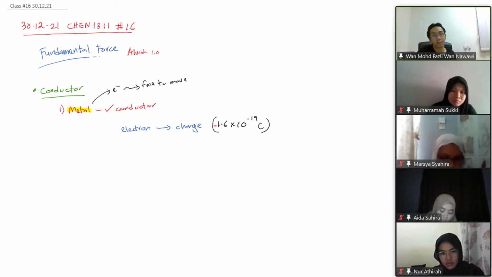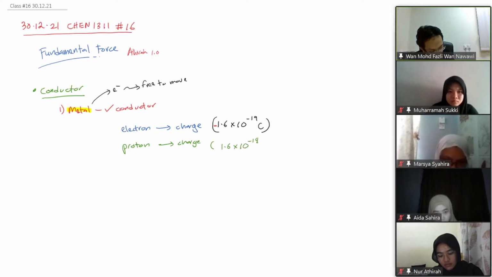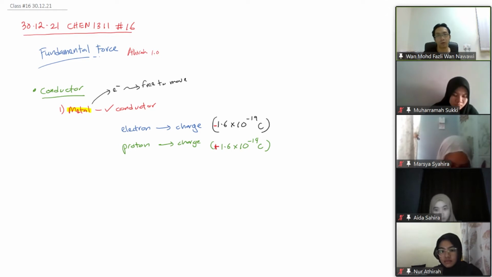Likewise, the proton is also a charged particle, but in this case, it's a positive charge. The difference is the sign, but the magnitude is the same as the electron, 1.6 times 10 to the power of negative 19 Coulomb. So both proton and electron have a charge. The magnitude is the same, but the sign is different. Proton is positive and the electron is negative.